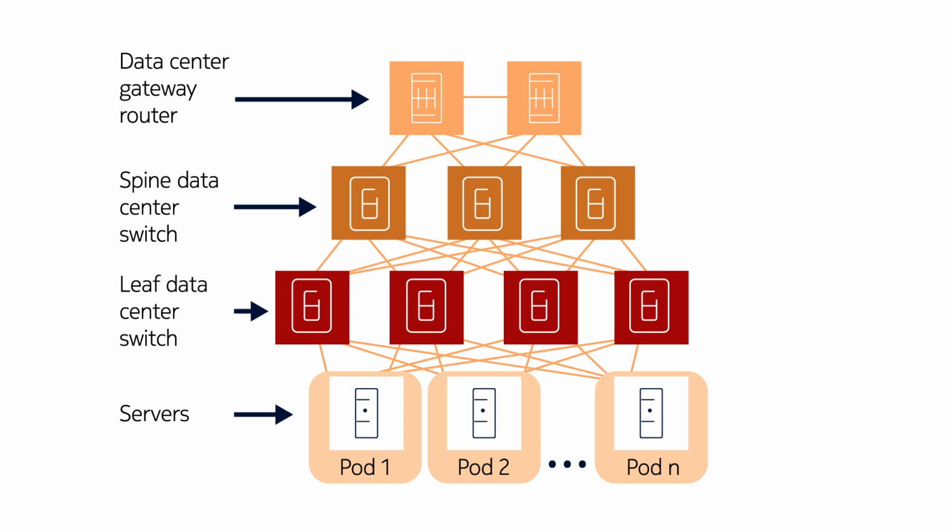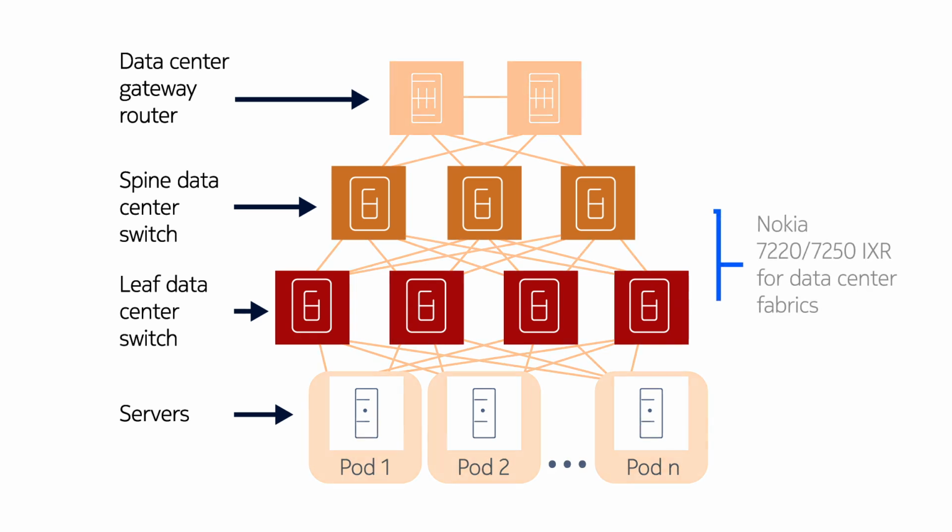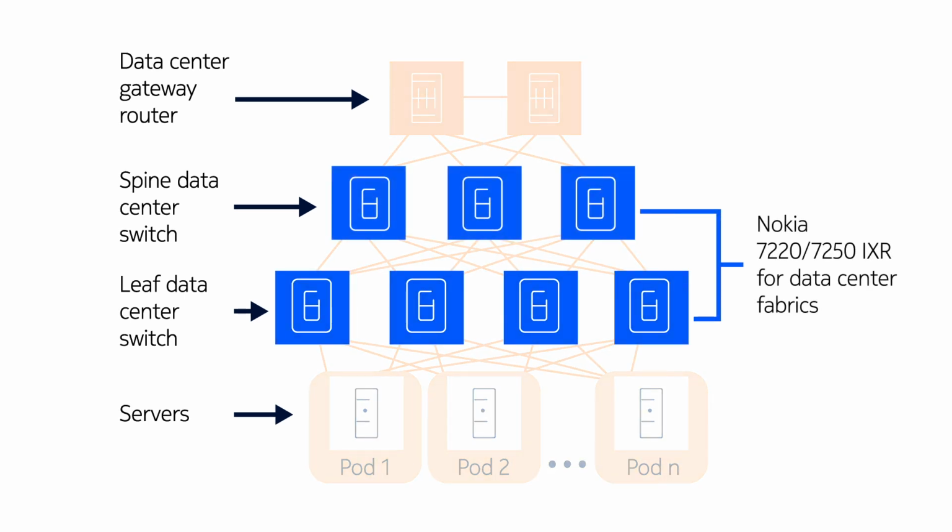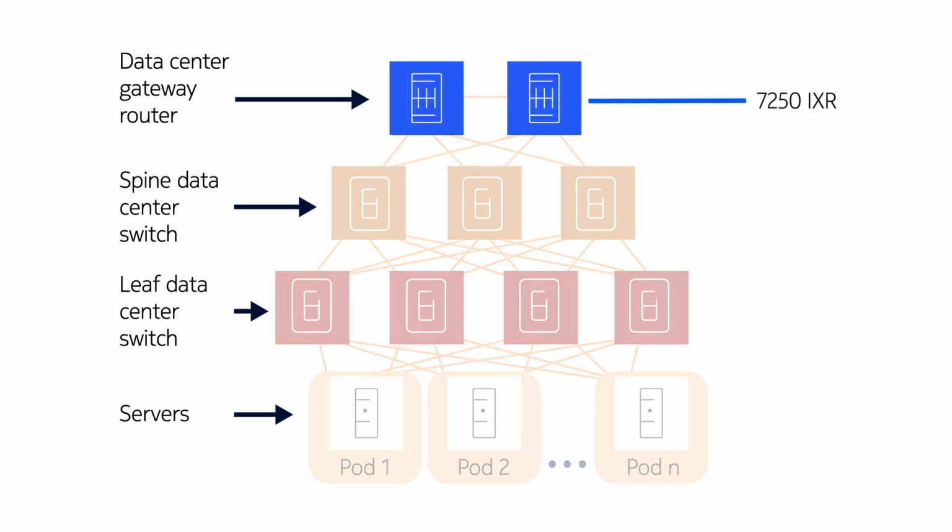The Nokia Data Center Fabric solution has all the building blocks required to plan, deploy, and operate data centers of any scale for any customer segment. The hardware platforms are available in common form factors by the 7220 and 7250 interconnect routers for data center fabrics. For the data center gateway, one hardware option is the 7250 interconnect router.